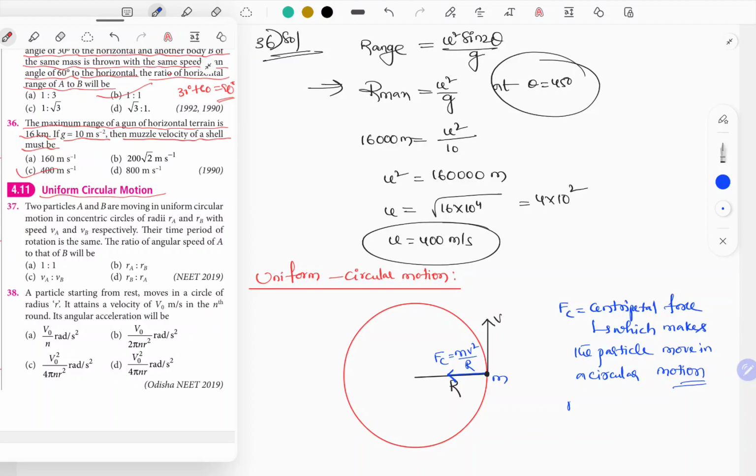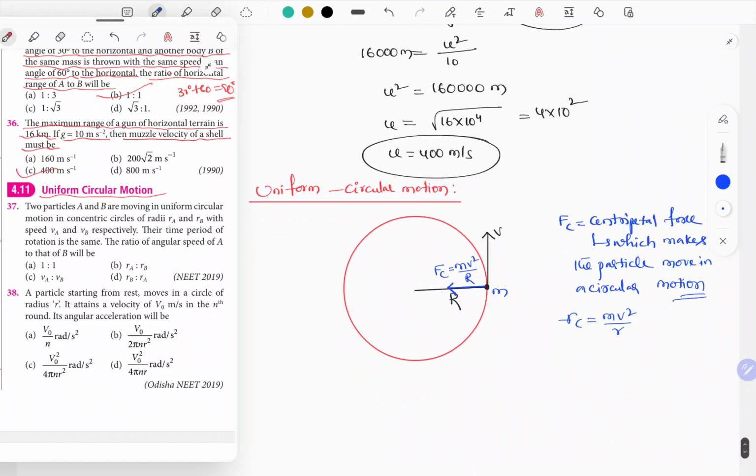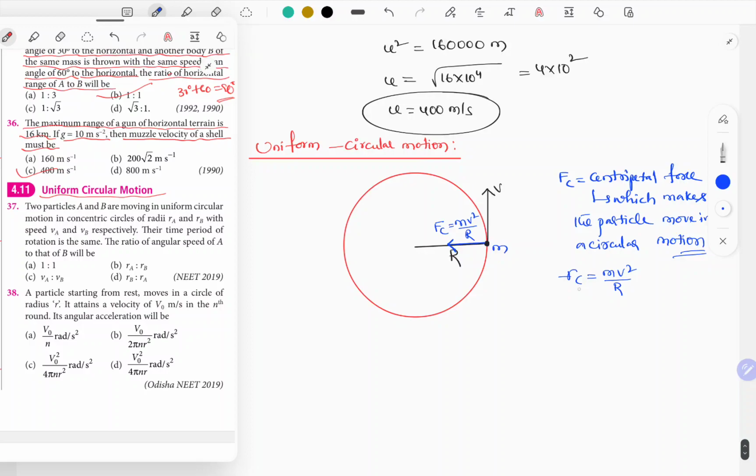Okay, so the formula for centripetal force is mv square by r, where m is the mass of the particle and r is the radius of the particle moving in a circular motion. Then what about centripetal acceleration? Centripetal acceleration is equal to Fc by m, which is equal to v square by r. This is the centripetal acceleration acting on that particle.